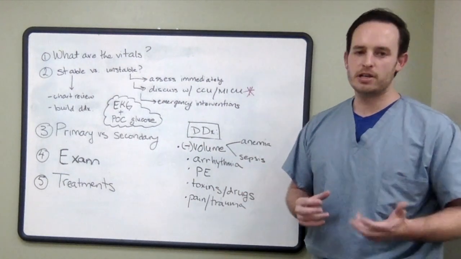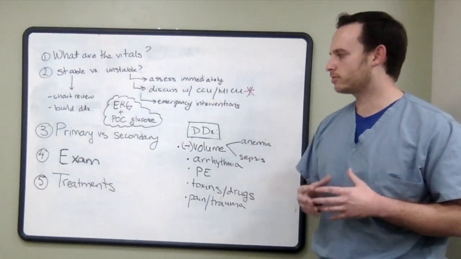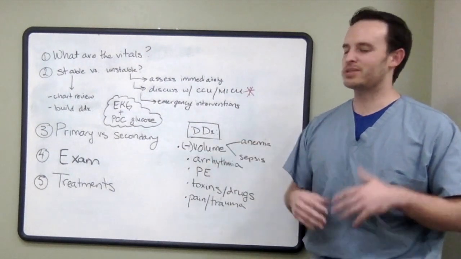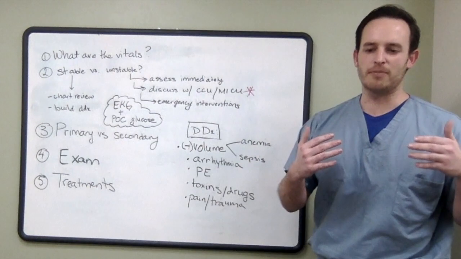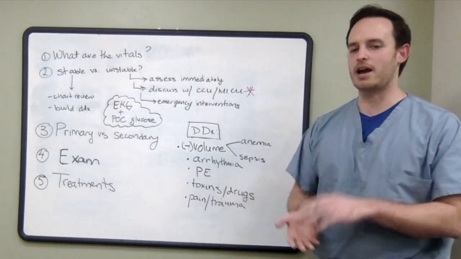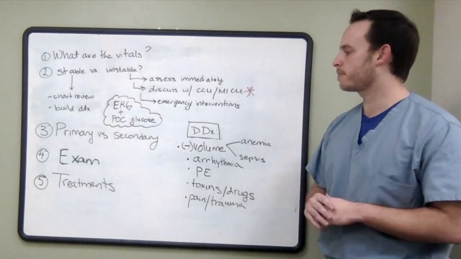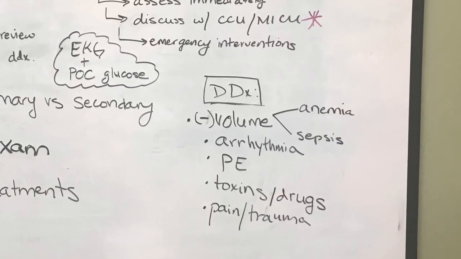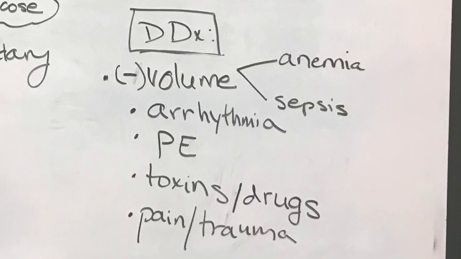When you're thinking primary, you're thinking something within the heart itself or right around it. Whereas secondary is going to be something where the heart is actually functioning normally, but is trying to compensate for a problem somewhere else in the body. Now, this differential list doesn't list everything possible, but it's some of the most common things that you'll see.